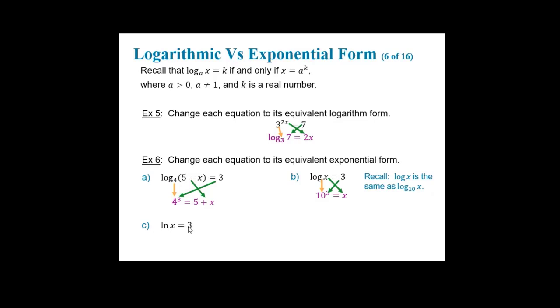So C is the natural log of x equals 3. So now I have to think about this one because this one doesn't have a base either. So whenever I see this ln(x), what is my base? So remember, natural log of x is the same thing as log base e of x. So this tells me that my base is an e. Whenever I see the ln, my base is an e. And then I just switch my x and my 3.